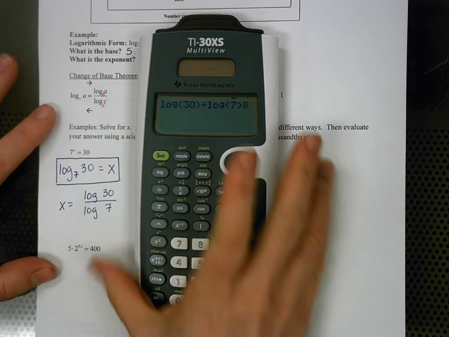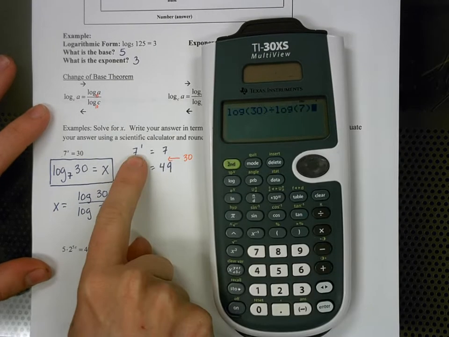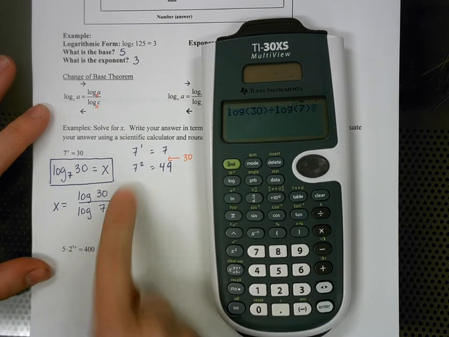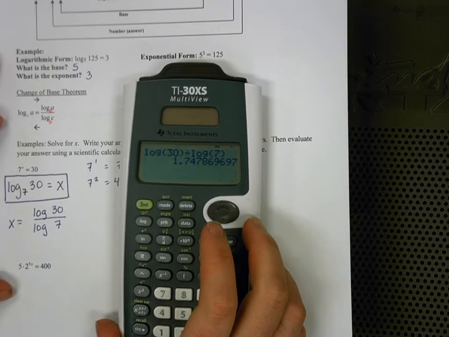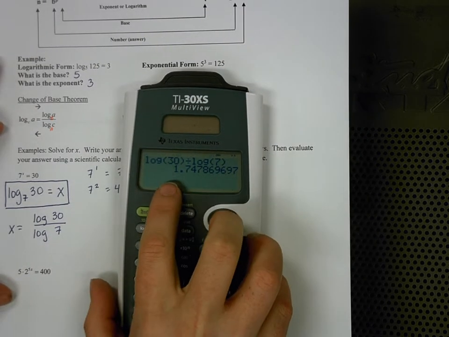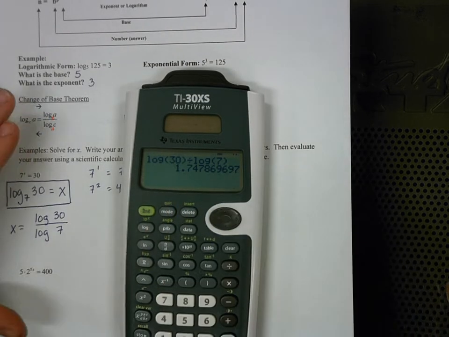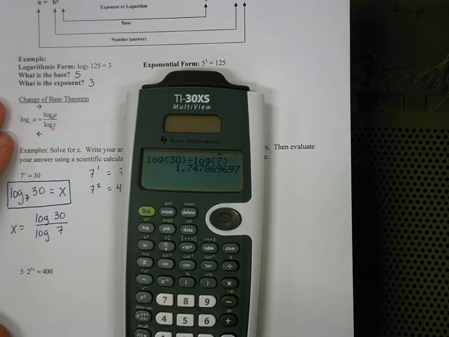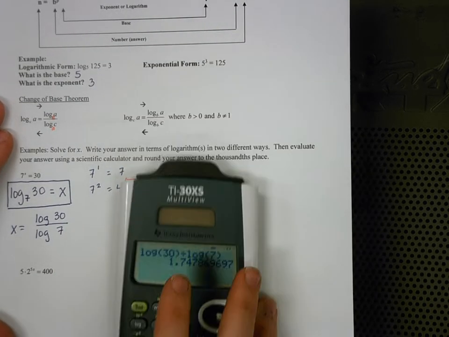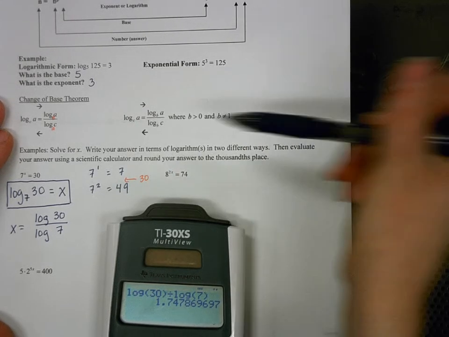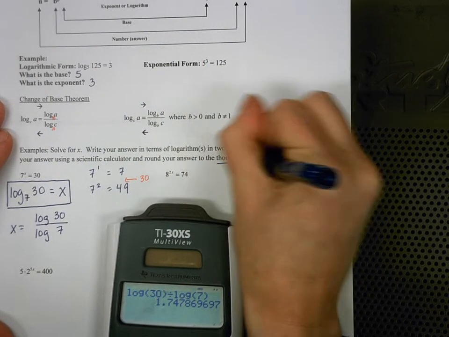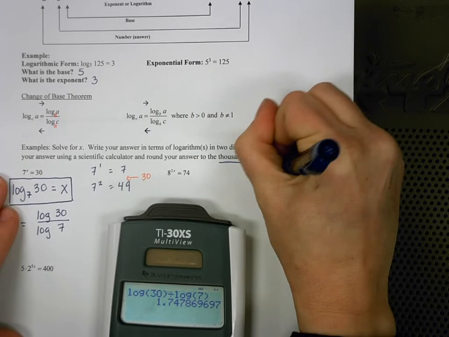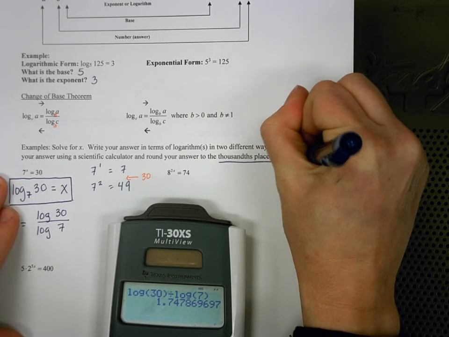That's going to give us the exact answer, and we expect the exact answer to be somewhere between 1 and 2. So when you get an answer that is between 1 and 2, that's a good sign. So this is 1.74786. Let's see where we round to. Evaluate your answer using a scientific calculator and round your answer to the thousandths place, which is 3 decimal places.